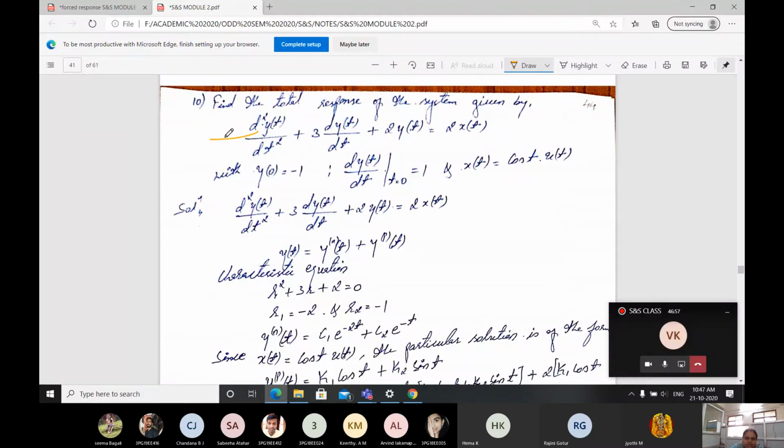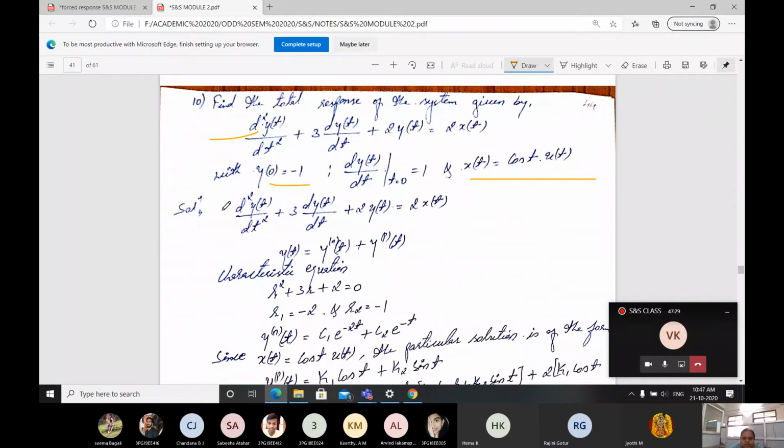The equation here is given as d square y of t divided by dt square plus 3 into dy of t divided by dt plus 2 into y of t, that is going to be equal to 2 into x of t, with the conditions given as y of 0 is equal to minus 1 and dy of t divided by dt at t is 0 is given as 1, and x of t is given as cos t u of t.